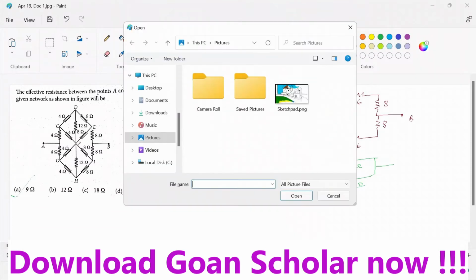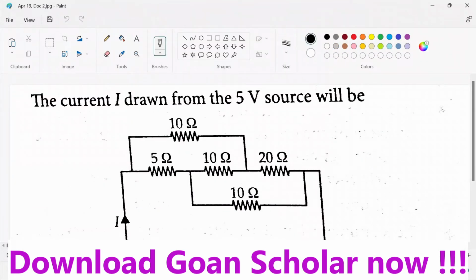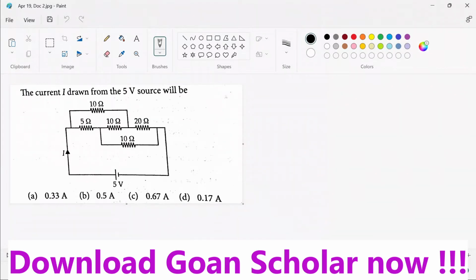Okay, let's see the next one. So this is your second one. Let's start with question number 2. This is question number 2 in the practice paper. So question number 2 says the current I drawn from the 5 volt source will be how much? Okay, so pay attention. This is another way of drawing the Wheatstone bridge.